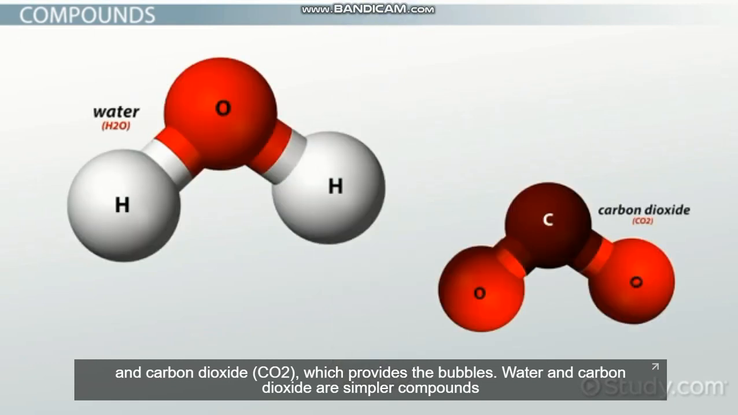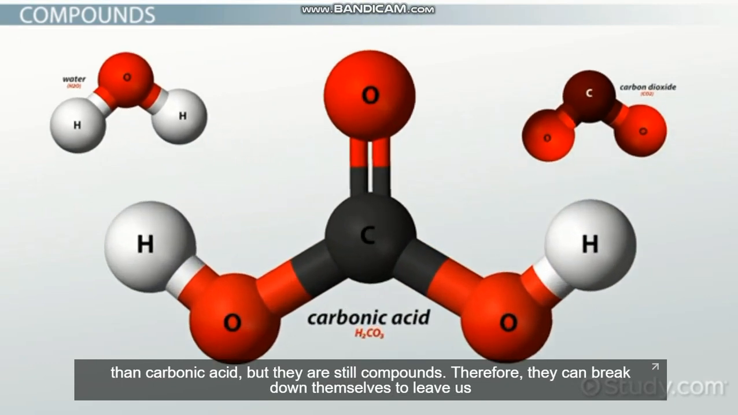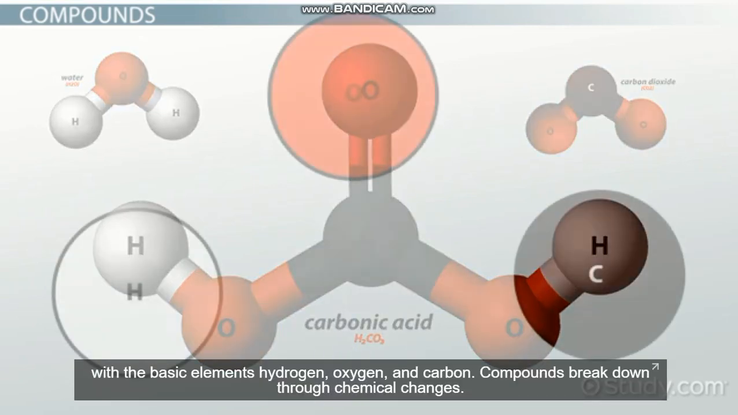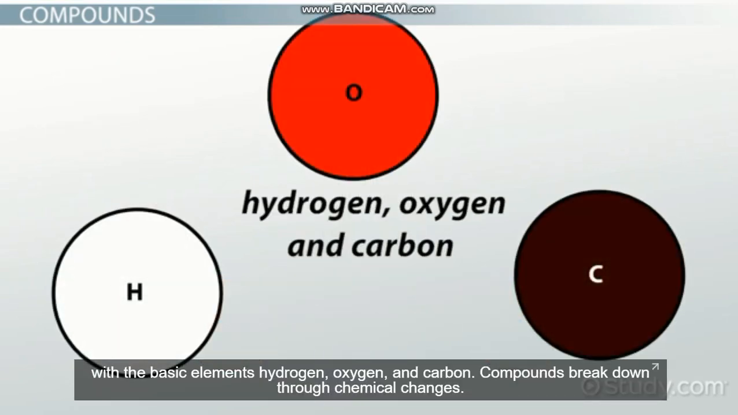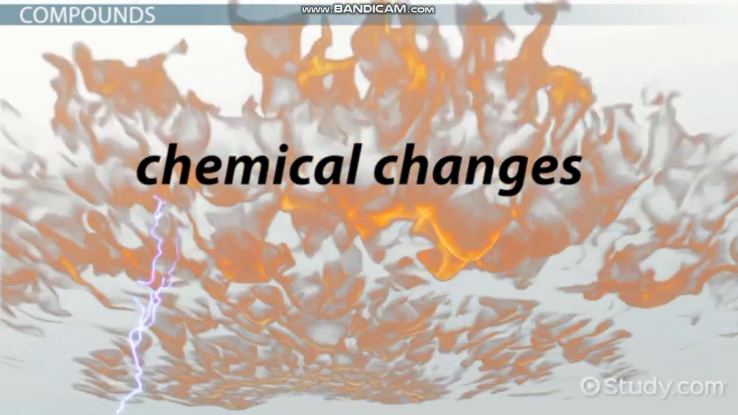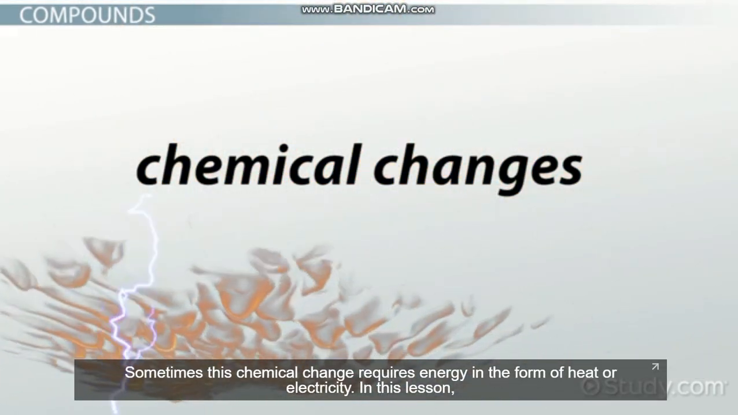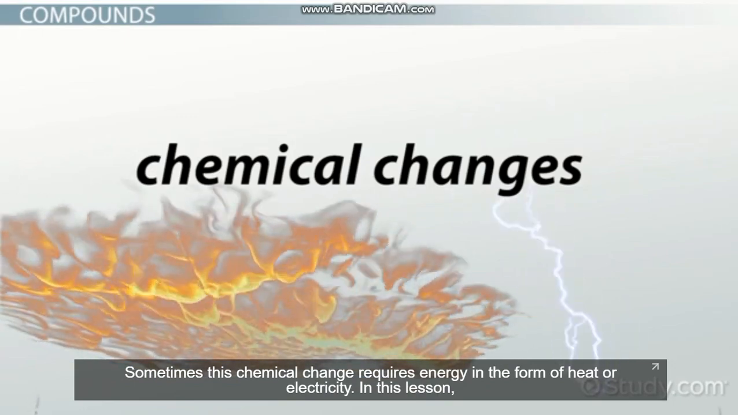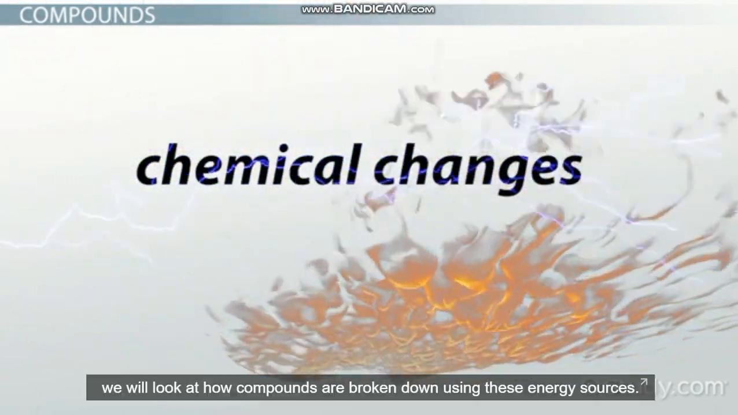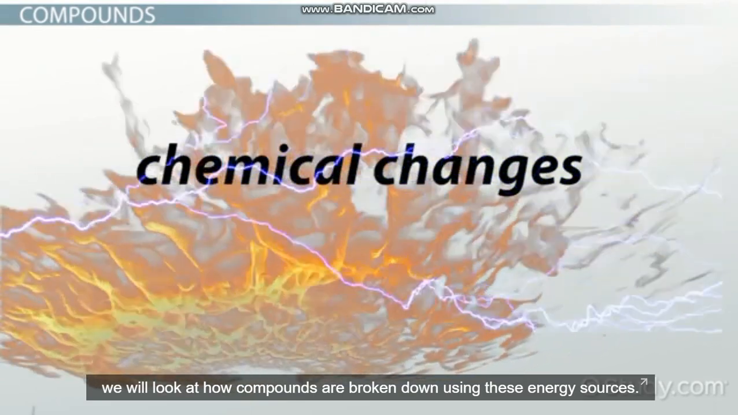Water and carbon dioxide are simpler compounds than carbonic acid, but they are still compounds. Therefore, they can break down themselves to leave us with the basic elements hydrogen, oxygen, and carbon. Compounds break down through chemical changes. Sometimes this chemical change requires energy in the form of heat or electricity. In this lesson, we'll look at how compounds are broken down using these energy sources.